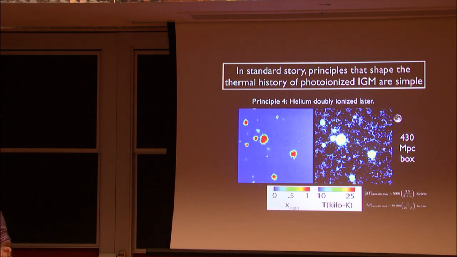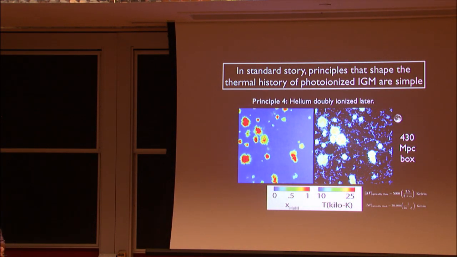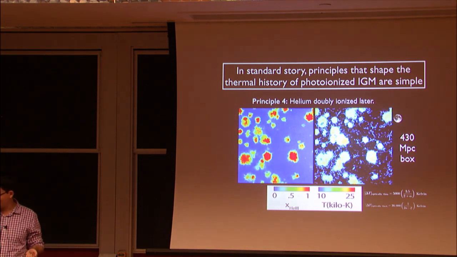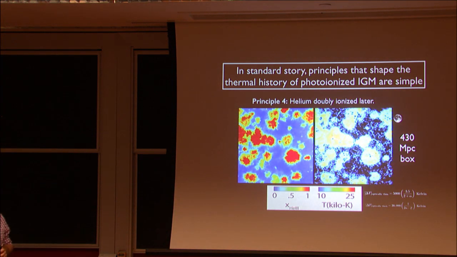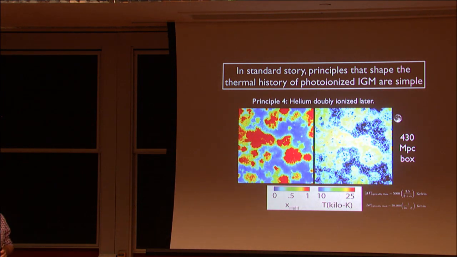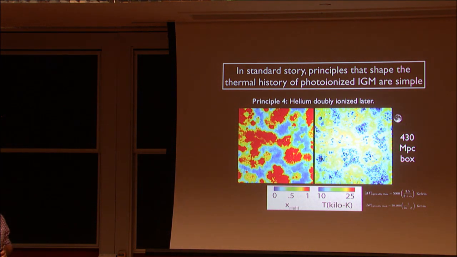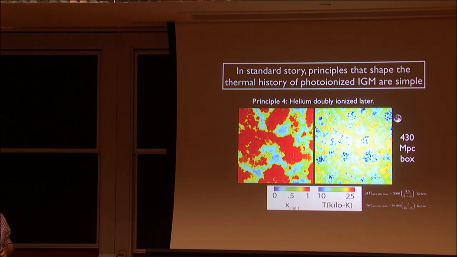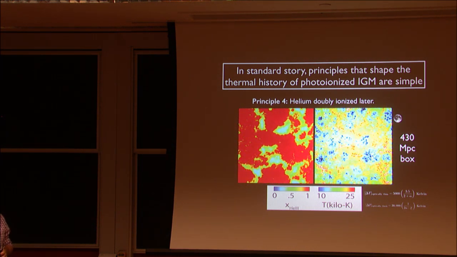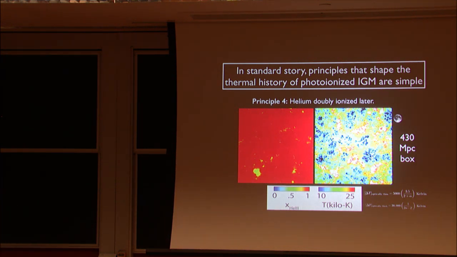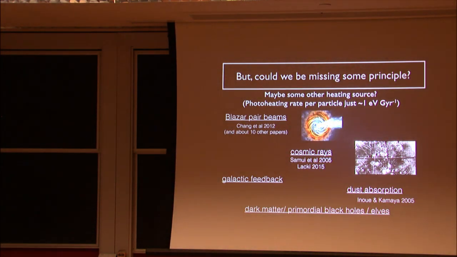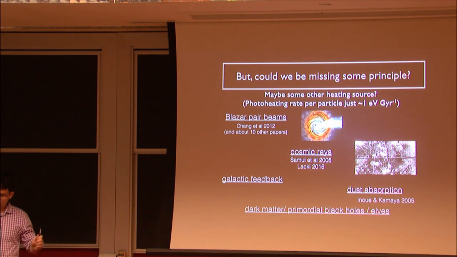Okay. And so then the next principle, if I can call it a principle, is that at least in our standard story, we think stars ionize the hydrogen and helium and one electron of the helium, but it's hard for stars to produce photons that can doubly ionize helium. And so in our standard story, we think that the helium is doubly ionized later by quasars, which have a much harder spectrum. Okay, so those are the principles.